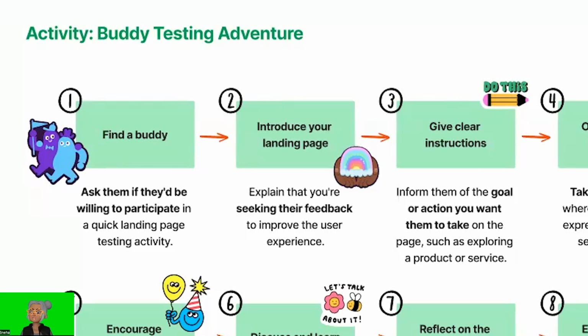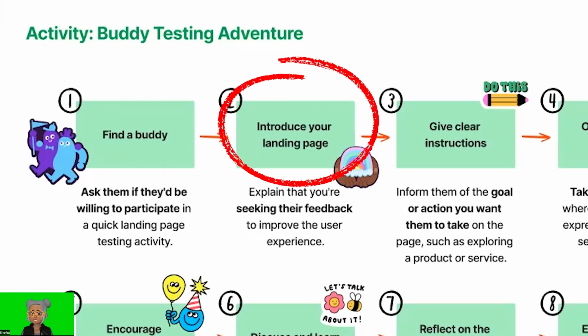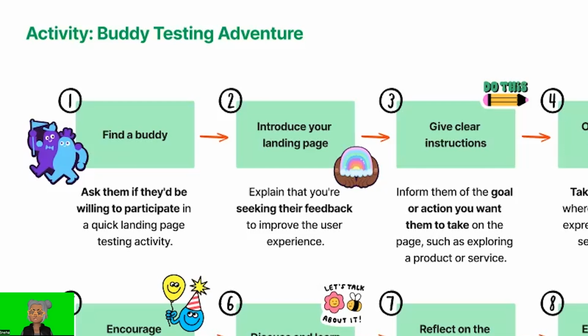Step 1, find a buddy. Reach out to someone around you, whether it's a family member, friend, or even a friendly stranger at a cafe. Ask them if they'd be willing to participate in a quick landing page testing activity. Introduce your landing page for step 2. Show your buddy the landing page you'd like to test. Explain that you're seeking their feedback to improve the user experience.